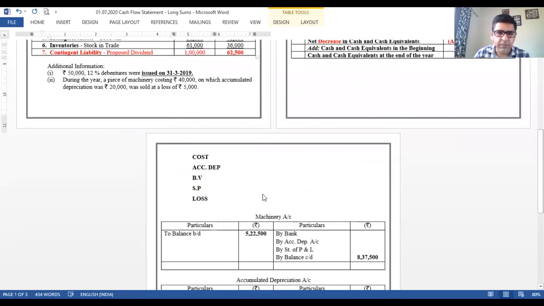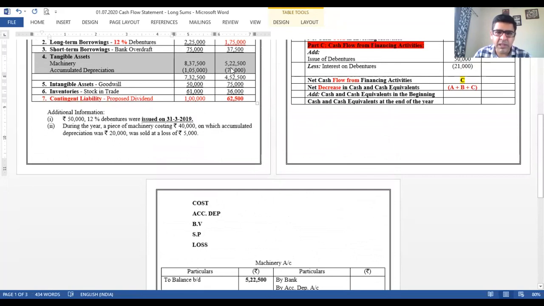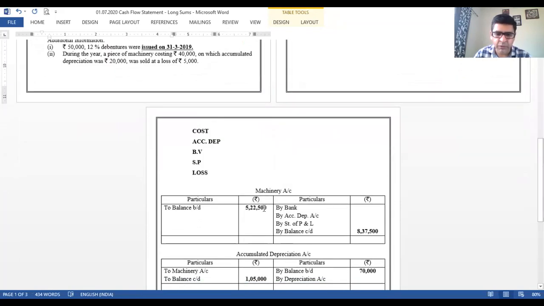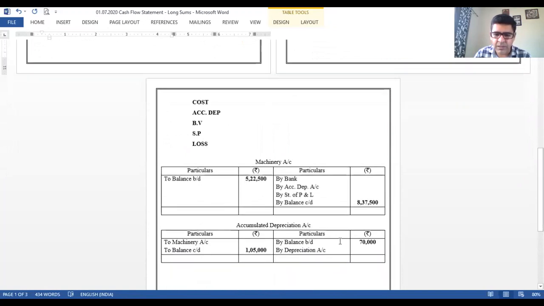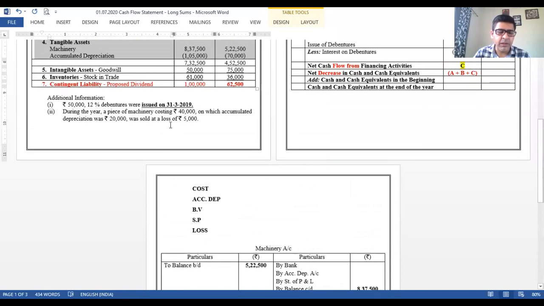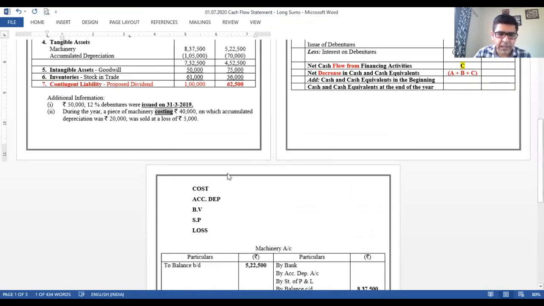I have copied down the balances. Machinery opening can be seen as 522,500 and closing 837,500. Accumulated depreciation 70 and 105. So 70 is on the credit side, 105 on the debit side because it's accumulated depreciation provision. So that needs to be credited, like opening balance will have a credit balance. Okay. Costing 40,000, accumulated depreciation is 20.